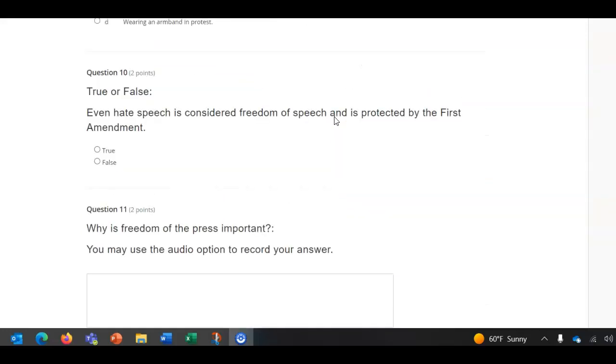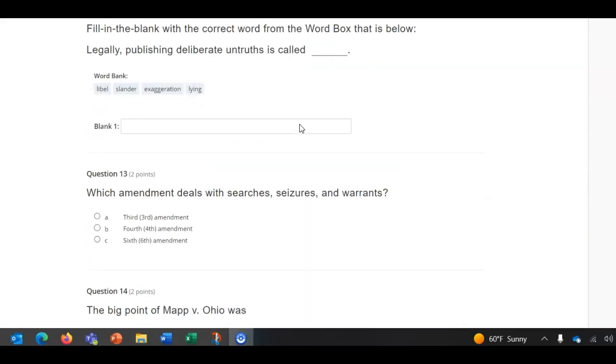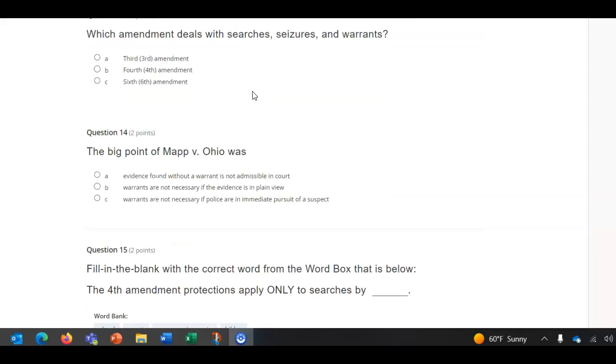True or false? Even hate speech is considered freedom of speech and is protected by the First Amendment. True, false. Why is freedom of the press important? You may use the audio option to record your answer. Fill in the blank with the correct word from the word boxes below. Legally, publishing deliberate untruths is called blank. Libel, slander, exaggeration, lying.